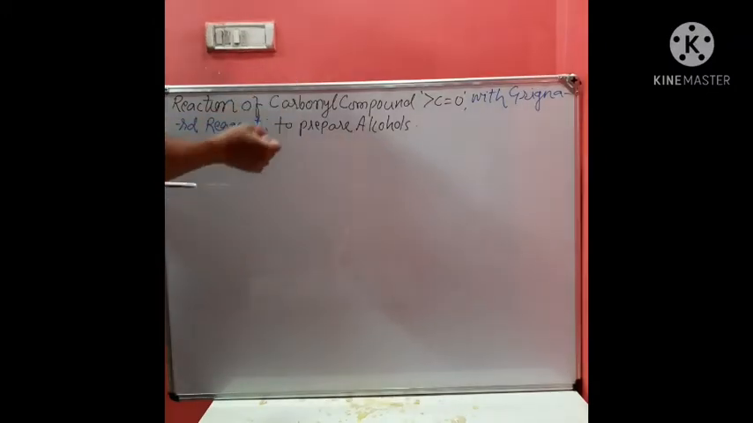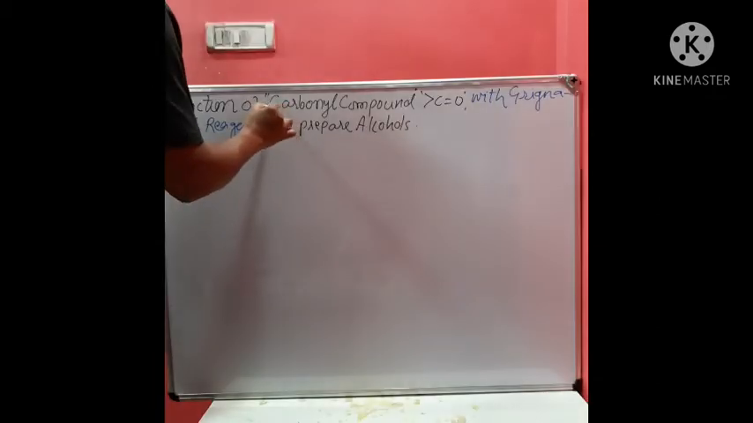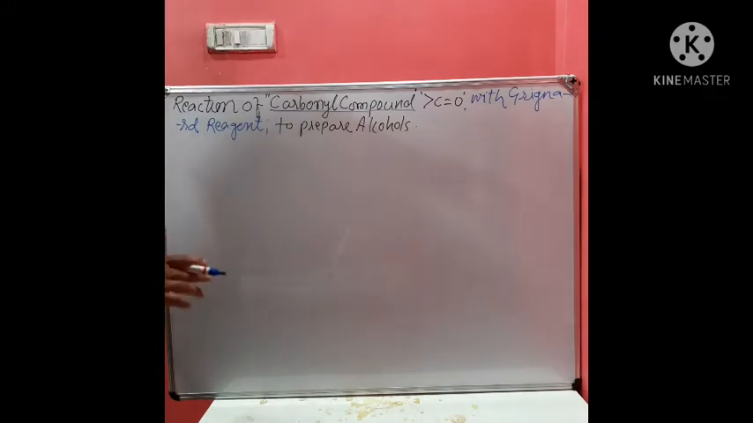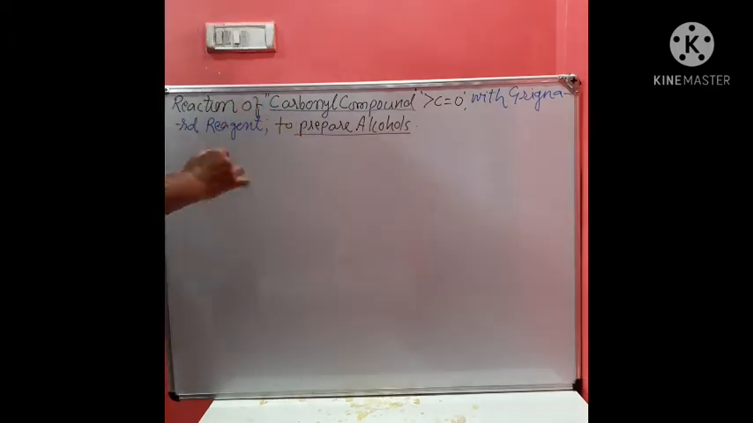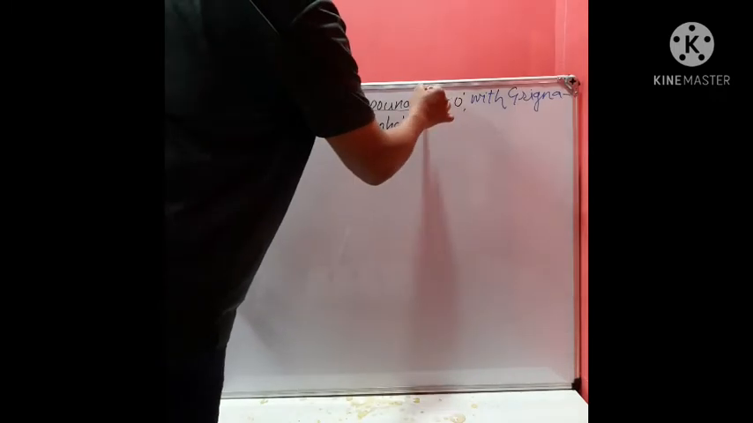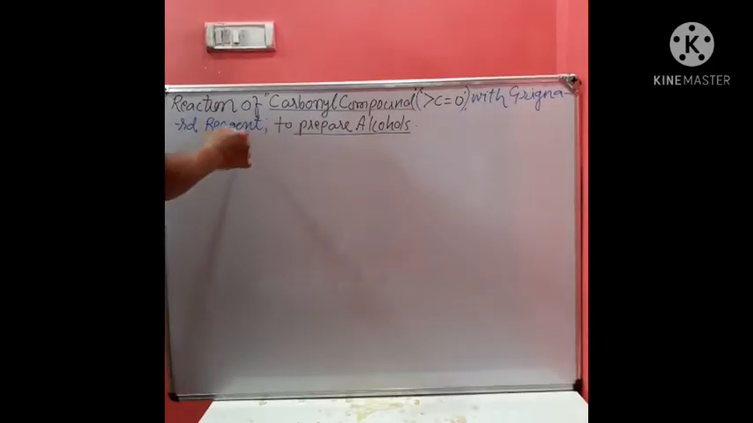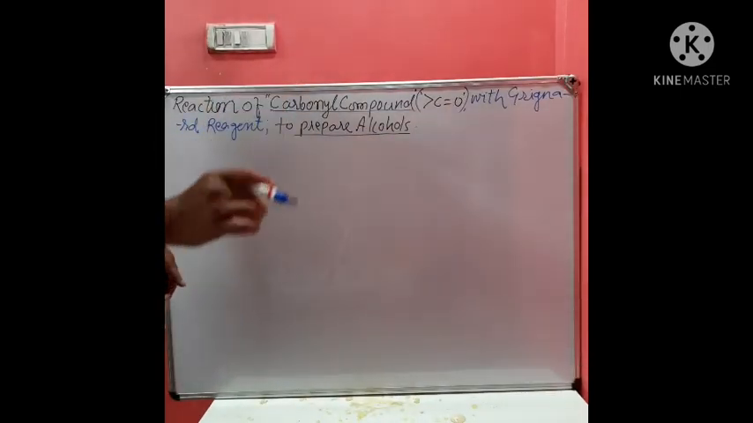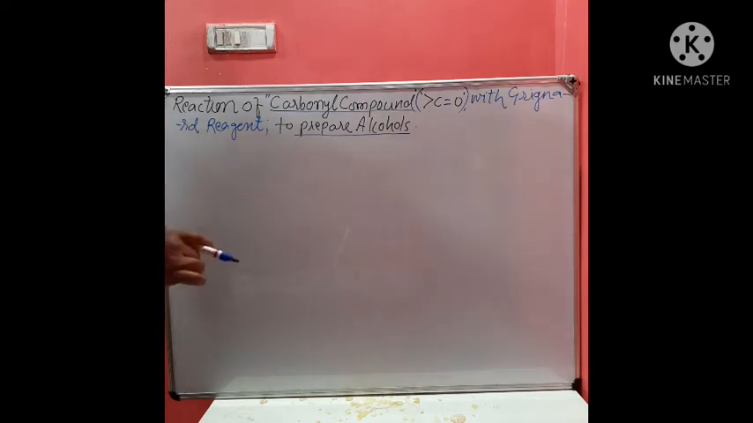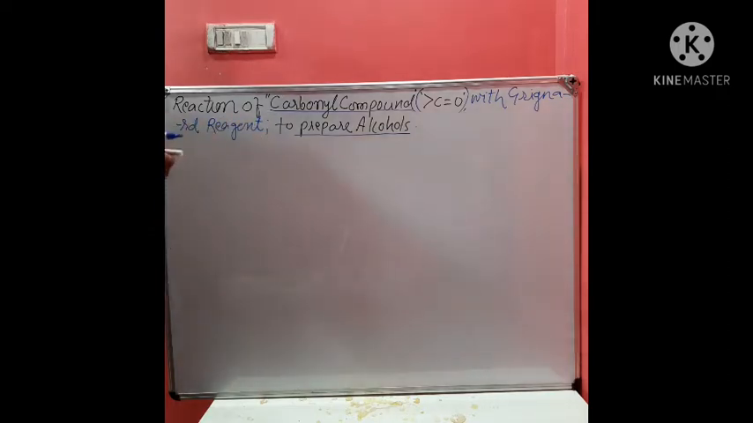Yes, student, in the last class I told you that in this period I am going to explain one of the very versatile reactions to prepare alcohols. What is this reaction? This one is the reaction of a carbonyl compound, which is denoted by the C double bond O functional group, with Grignard reagent. Student, you know that Grignard reagent is one of the very important reagents with which we can prepare a large number of chemical compounds. So here is the reaction.